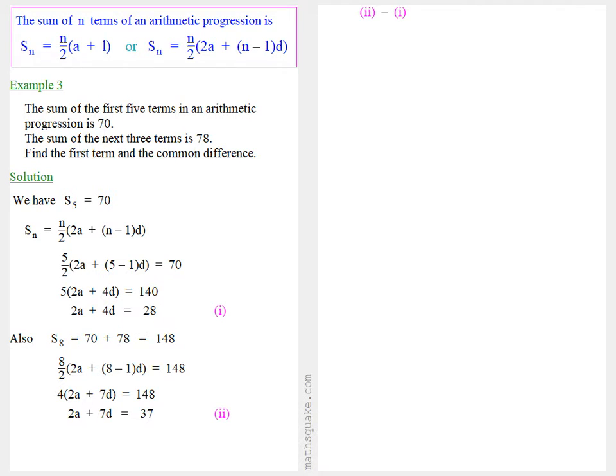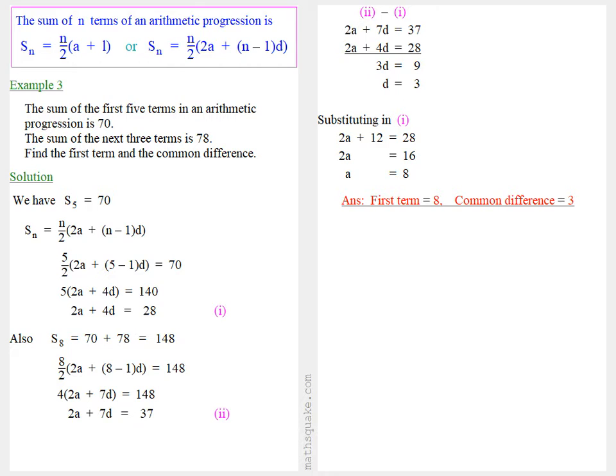Now, if we have equation 2 take away equation 1, that gives us 2a plus 7d equals 37, and 2a plus 4d equals 28, and when we subtract, that gives us 3d equals 9, or d equals 3. So if we substitute that in equation 1, that gives us 2a plus 12 is equal to 28. In other words, 2a is 16, or a is 8. So that gives us a first term of 8 and a common difference of 3.